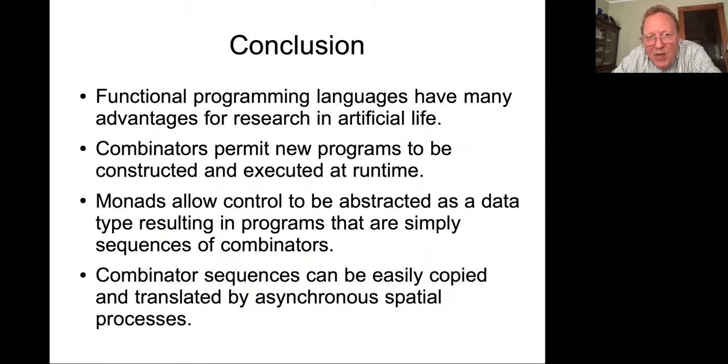So here's the conclusion. Functional programming languages have many advantages for research in artificial life, and I think the most significant of these is that combinators permit new programs to be constructed and executed at runtime. Monads allow control to be abstracted as a data type, and this results in programs that are simply sequences of combinators. And these combinator sequences can be easily copied and translated by asynchronous spatial processes.